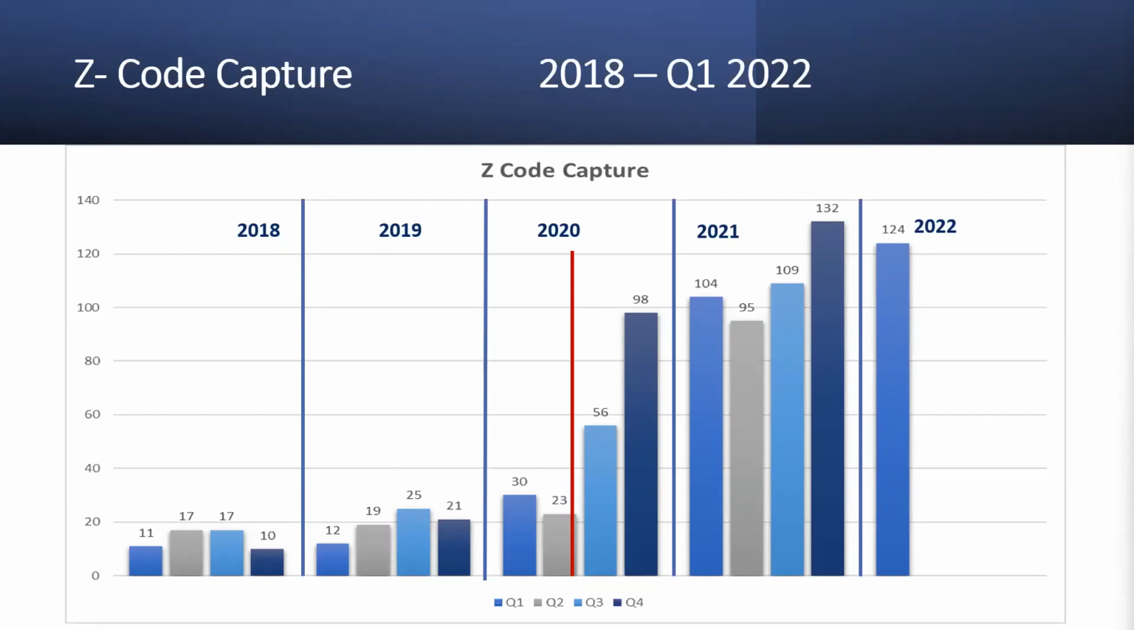But when you look at 2018-19, we weren't really focusing on capturing of the Z codes, but where that red line is in 2020, second quarter, is when that education occurred with our coding team. Then we really did start seeing an uptick in the Z codes that we were capturing. Next slide.